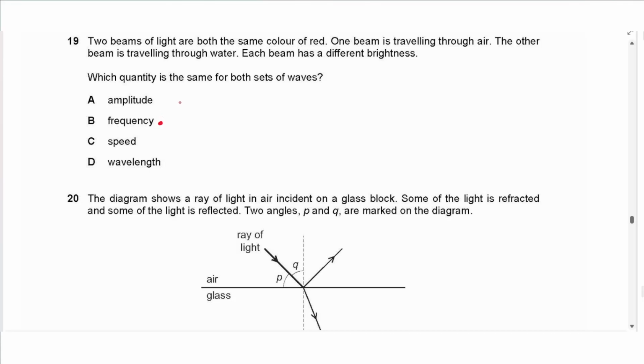The energy might change, so the amplitude might change. And light travels with different speeds in different media. And if the speed changes and the frequency stays the same, the wavelength also changes. So the answer here is B.